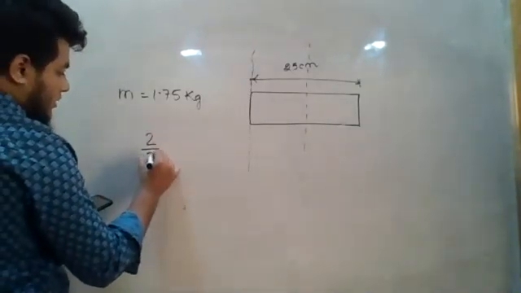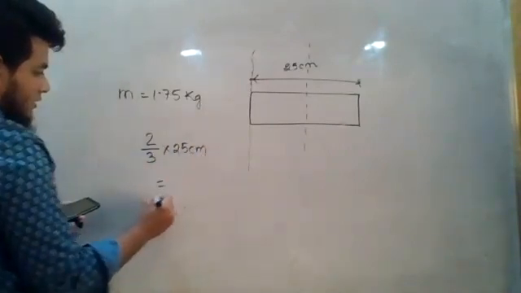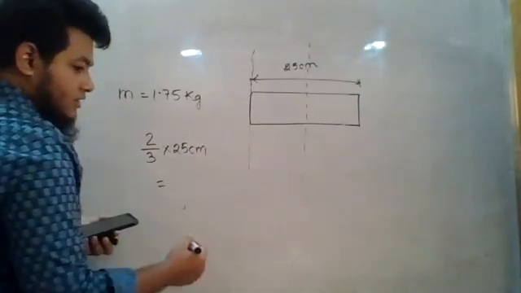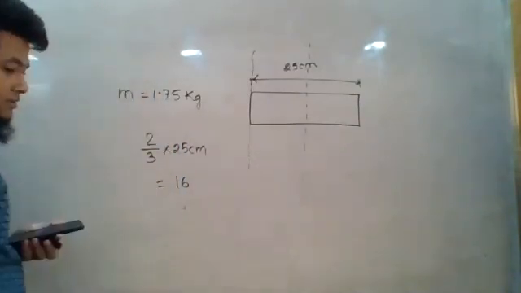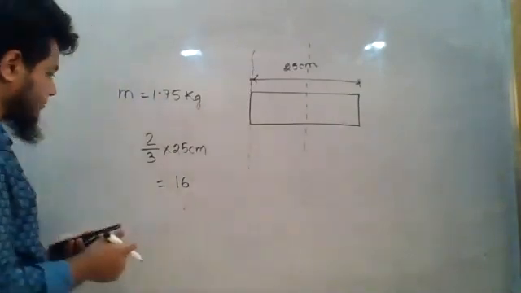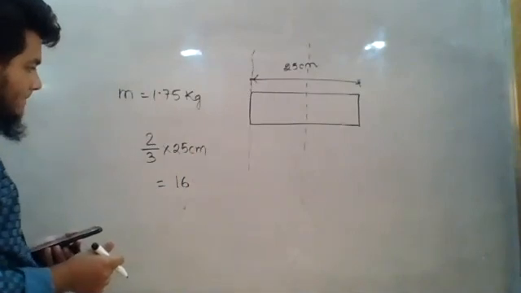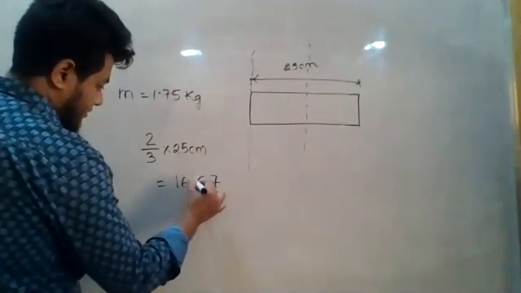So 2/3 of 25 centimeter. It will be 50 divided by 3. So 16 point something. Can you calculate 50 divided by 3? I guess 16.67, right?